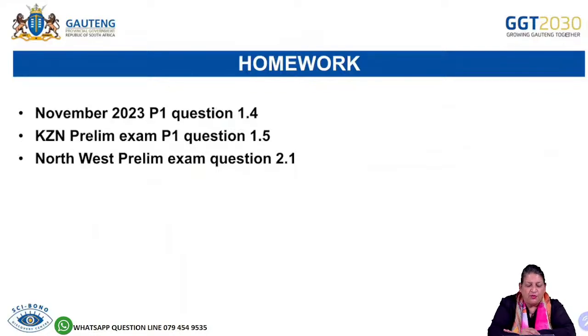Remember, you can do some homework from November 2023, paper 1, question 1.4, KwaZulu-Natal papers, prelim papers, Northwest, and there may be many other papers. If you go onto the website of the DBE, you can find a vast range of papers, and you look at all the questions on the ear and look at the answers and see how the answers are done. So the way the answers are formatted will help you understand the content better.